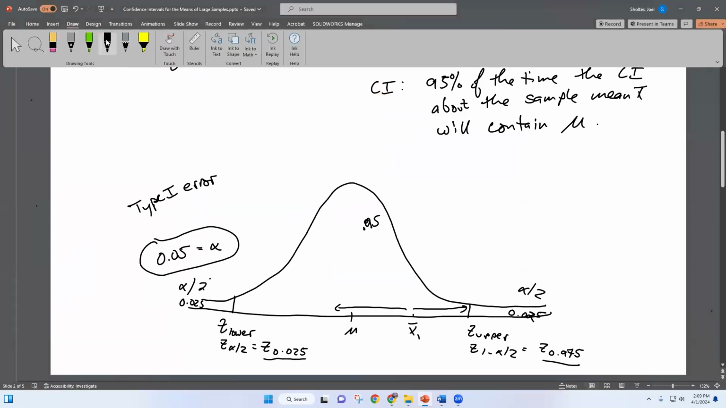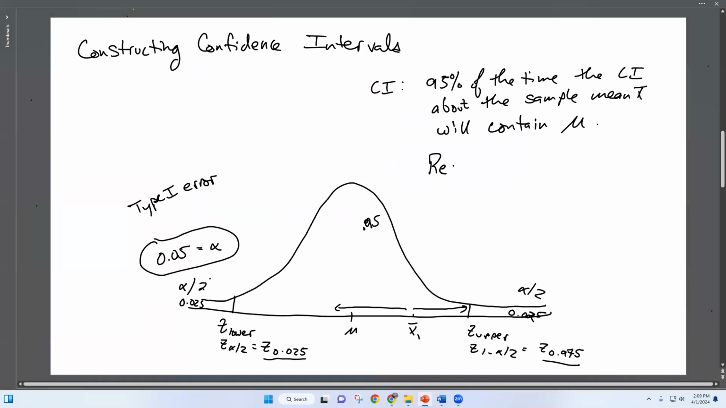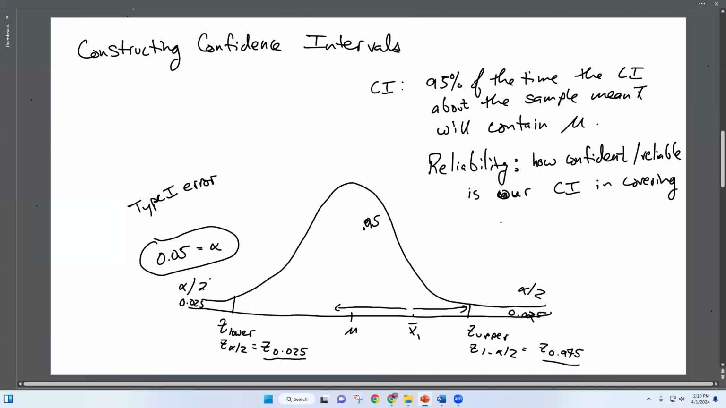So let's talk about reliability versus precision. Reliability gets to accuracy, or confidence, right? How confident, or how reliable, is our confidence interval in covering the true population mean mu, right?